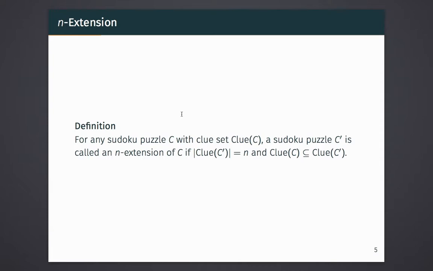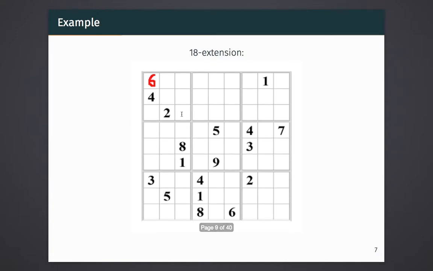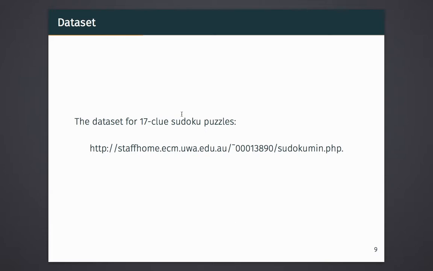We can also define the so-called extension of Sudoku puzzles. For a Sudoku puzzle C with clue set clue C, a Sudoku puzzle C prime is an extension of C if C prime has clue size of n, and every clue of C is also a clue of C prime. Let's see an example. This is a 17-clue Sudoku puzzle. And if we give the number of the first grid, then we get an 18-clue extension of it. And if we offer the two numbers for the two grids, then we get a 19-clue extension of it. And this is our data set.